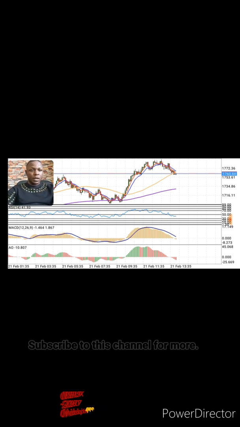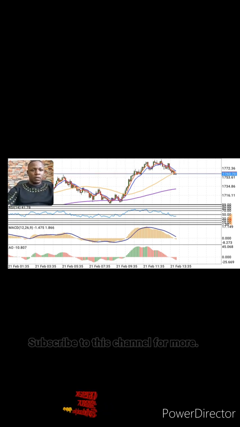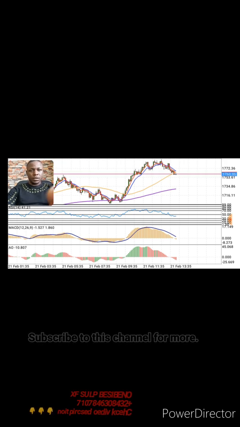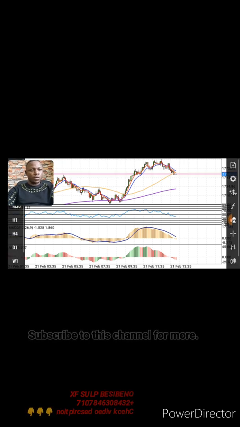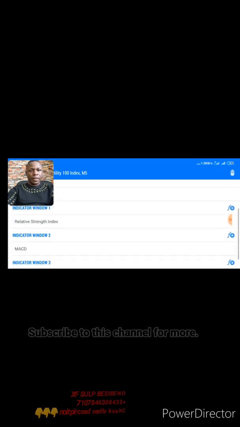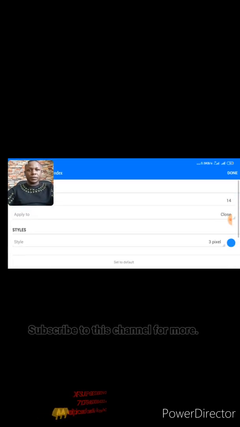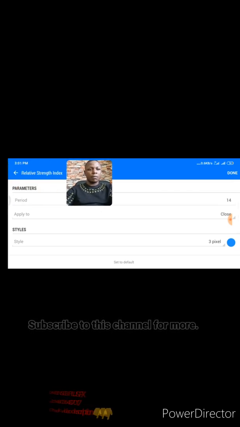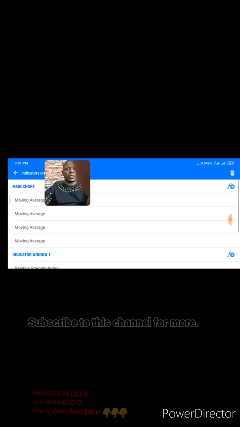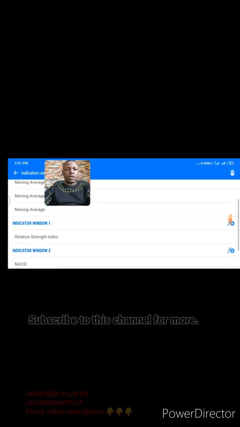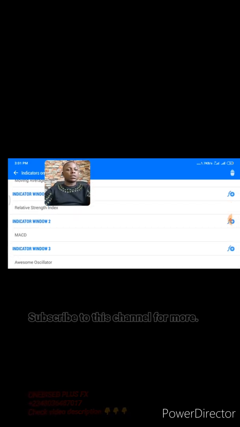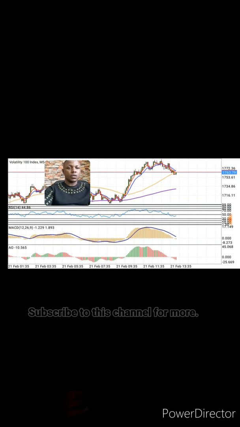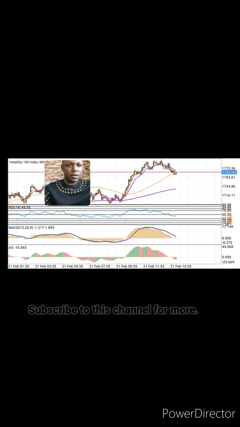So now, first of all, these are the indicators we're going to be using. We have the first one, which is RSI, relative strength index. We have the period as 14 applied to close. Then the second one is the MACD and awesome oscillator. All these indicators, just set them to default settings.